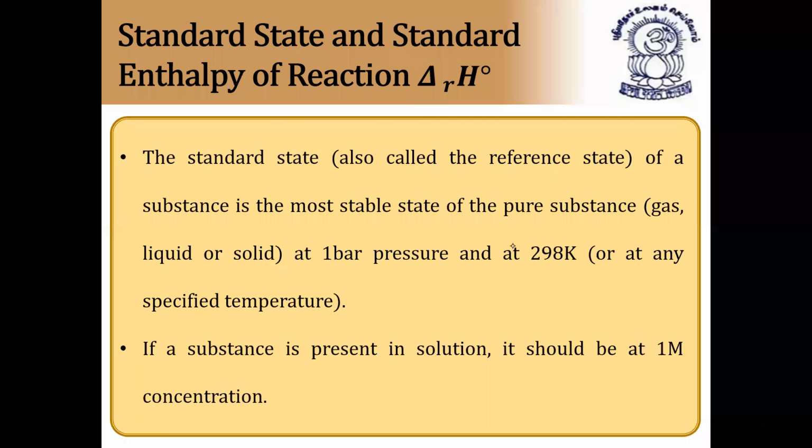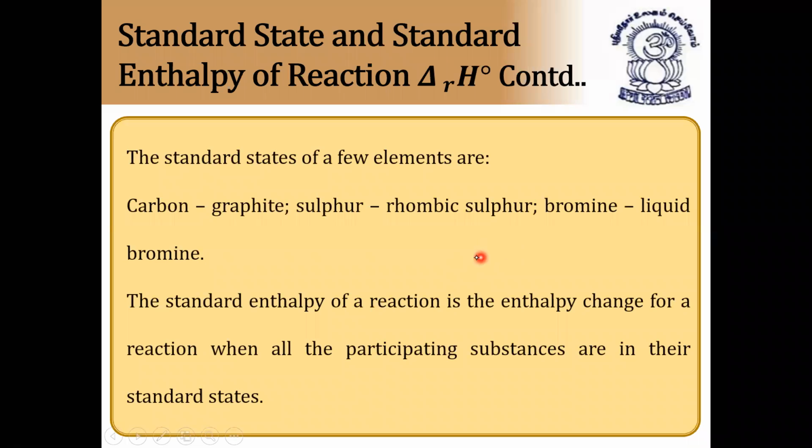Next, continuation. The standard states of a few elements: carbon as graphite. So what is the standard state of carbon? Carbon exists as graphite. Sulfur in the form of rhombic sulfur. Bromine in the form of liquid. That's why bromine is the only liquid non-metal at room temperature. So the standard enthalpy of a reaction is the enthalpy change for a reaction when all the participating substances, that is the reactants and products, are in their standard states.